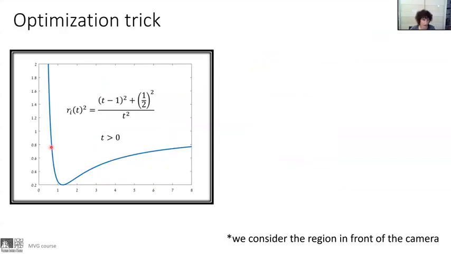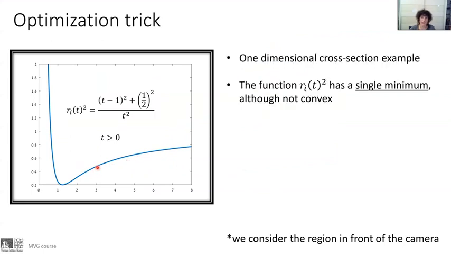If I take a very specific example, with a very simple affine expression plus another affine expression divided by t squared plus another simple affine expression, this is the landscape of this simple function. As you see, it's not convex. Okay, it's clear that it's not. However, it has a single minimum, although it's not convex.